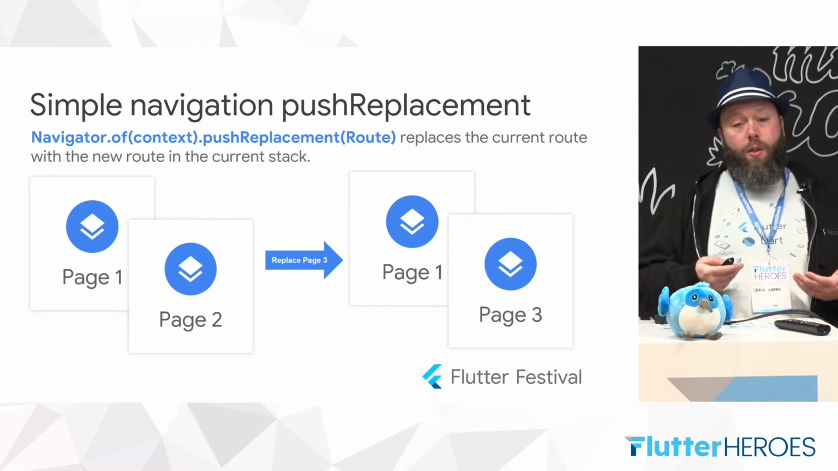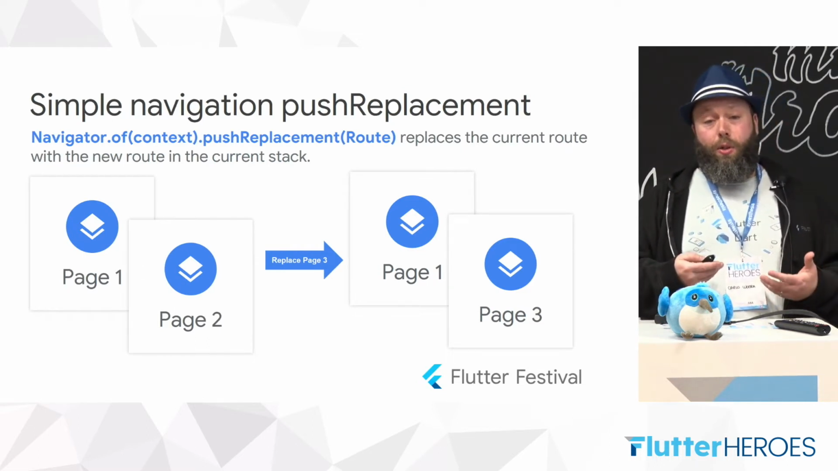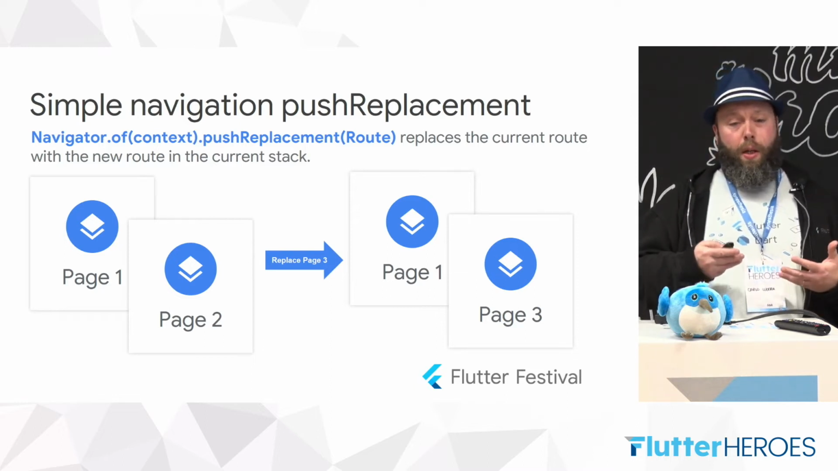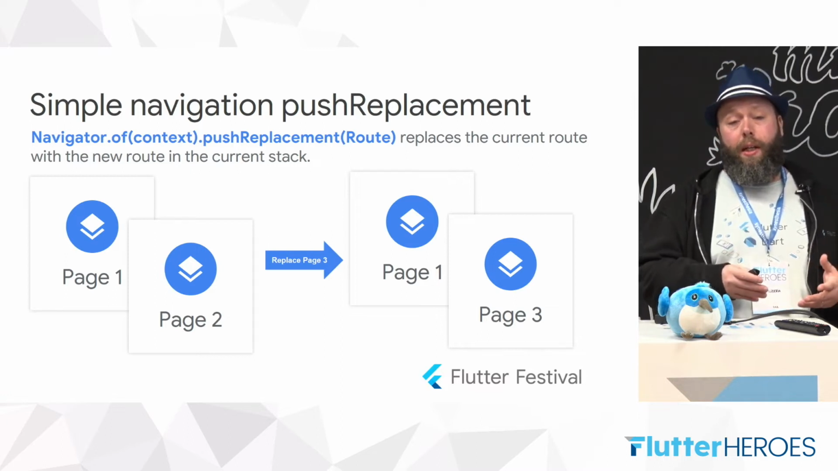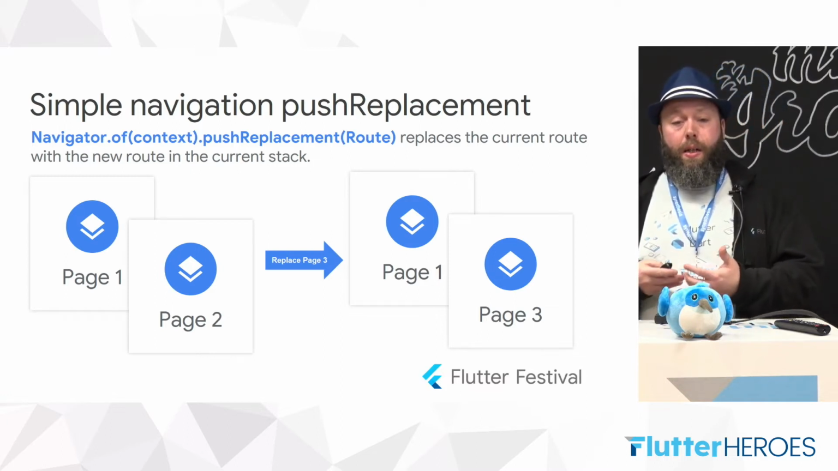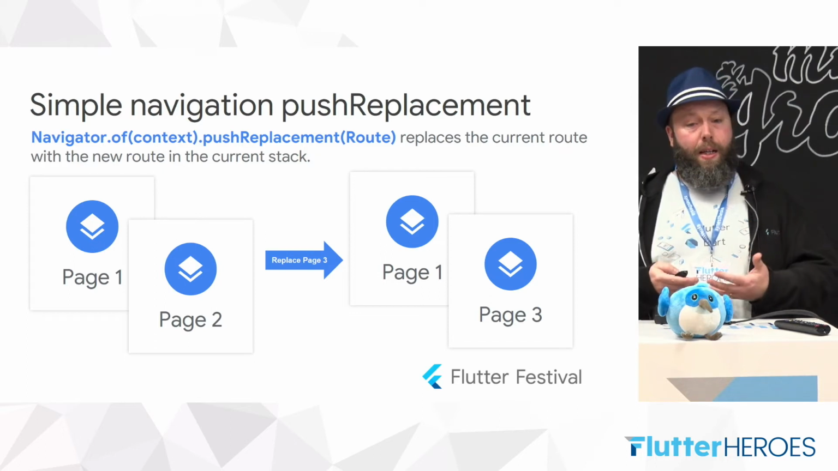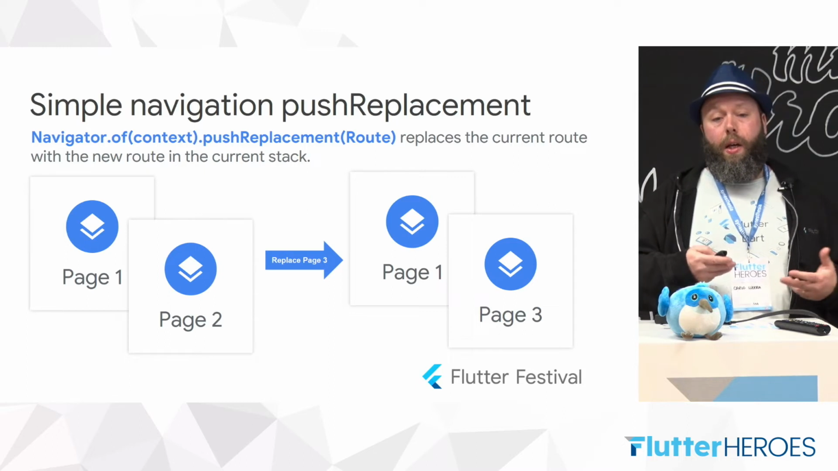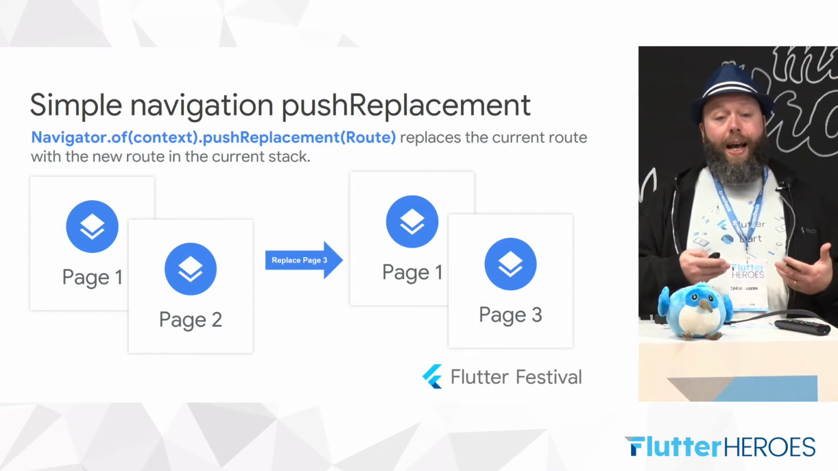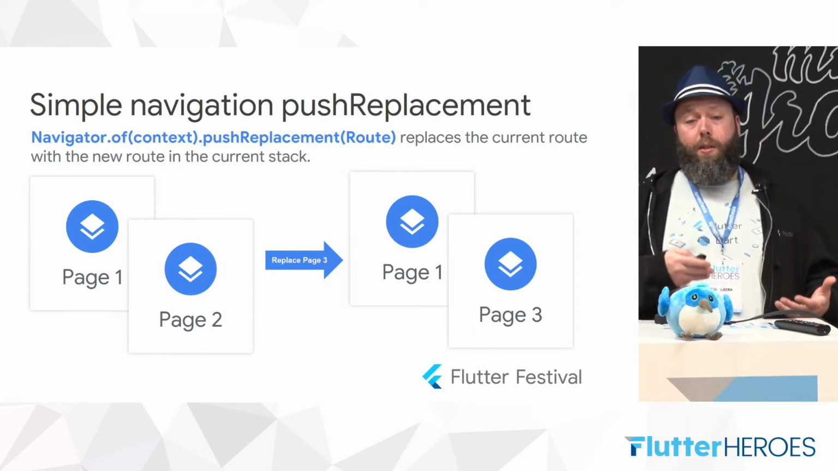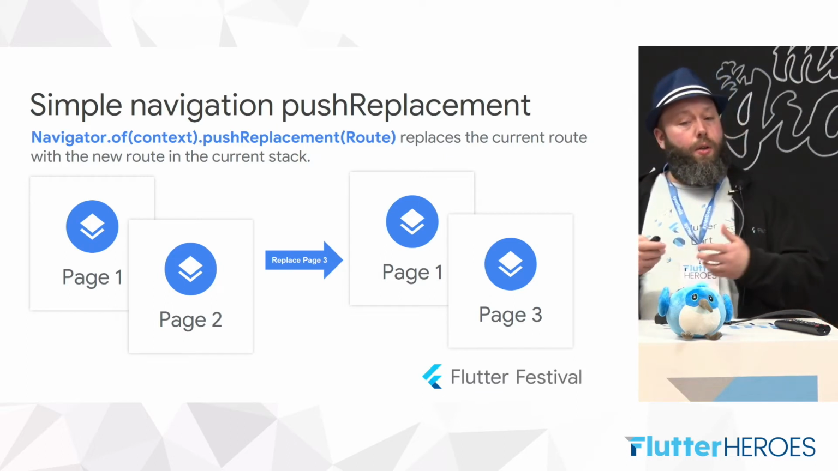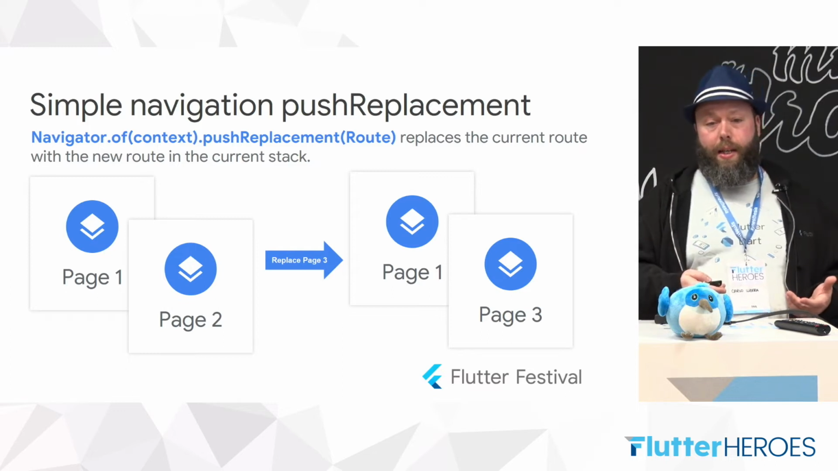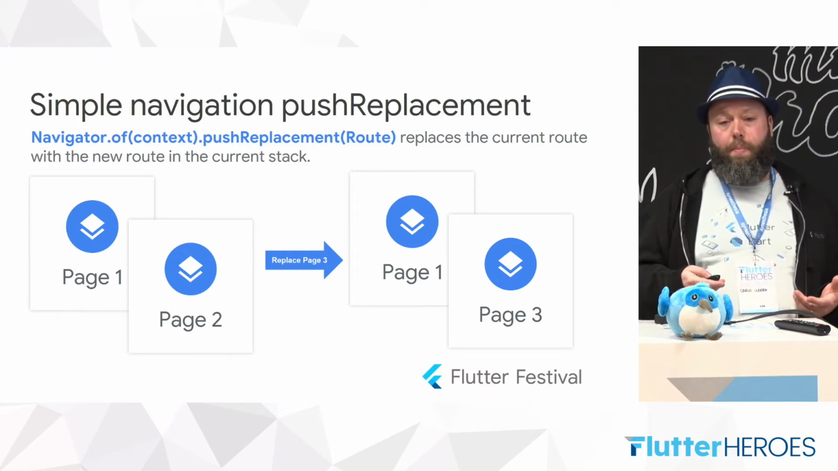Then we can also use the push replacement. The push replacement will do mostly the same. It will change the route, but it will not add it to the stack, but instead it will replace the last one. So if we have the 2 page like before, after the first push, and I call the replace, I will substitute the page 2 with a new page, in this case page 3. The syntax is the same. You get the instance of the navigator and you use the push replacement.